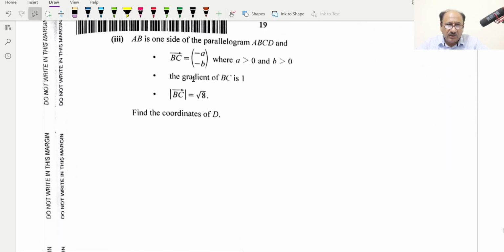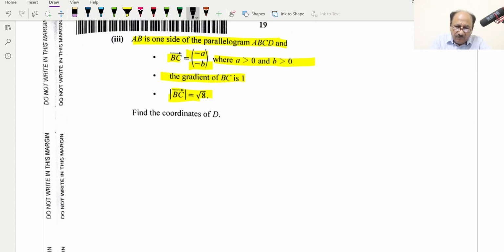Now this is part 3. AB is one of the sides of parallelogram ABCD, and BC is equal to this one where A is greater than 0, B is greater than 0. The gradient of BC is 1 and BC mod is equal to 8. Find the coordinates of D.